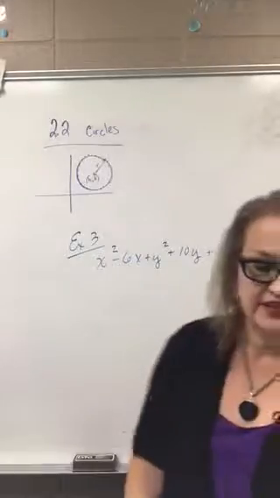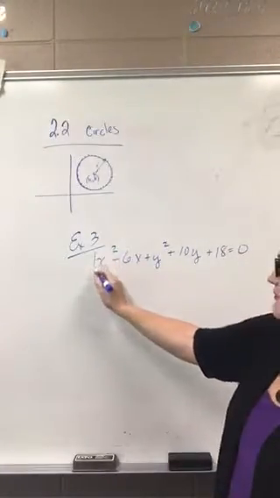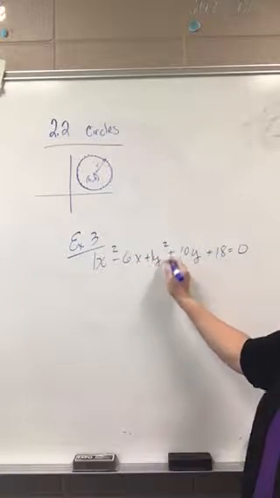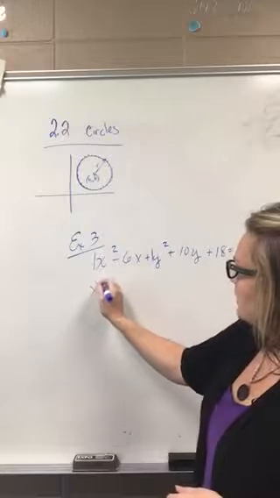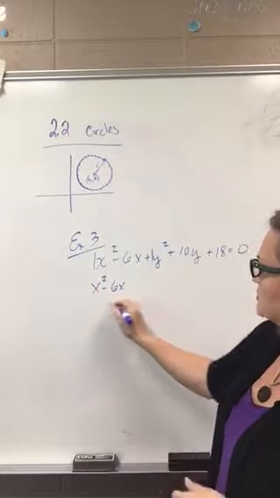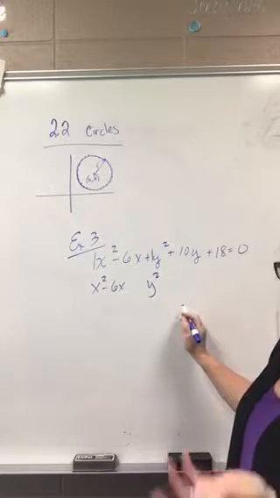So I want to try to find the center and the radius of this circle. I think it's a circle because I have a 1x squared and a 1y squared. That's what drives my decision. Then I collect my x terms, kind of think of those together, and then collect my y terms. Maybe leave a space because I'm going to complete the square there.